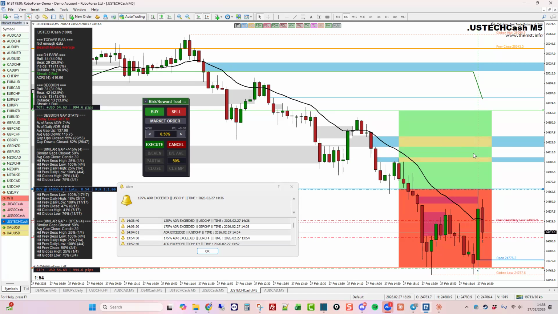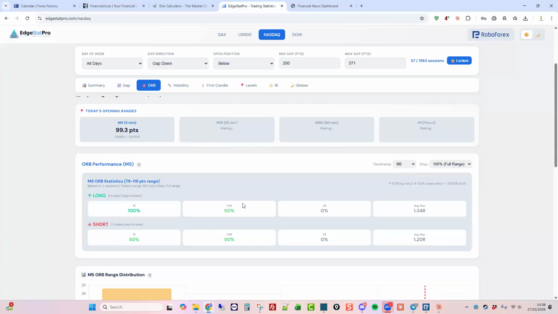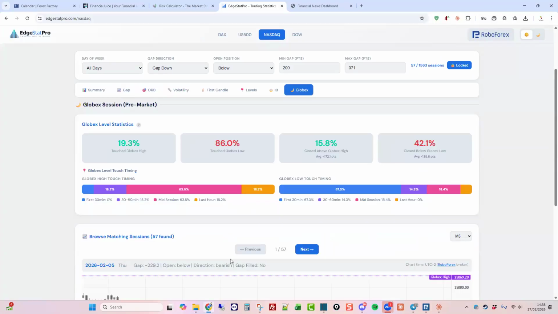Whether or not it happens today, we'll have to wait and see. It may not break up today. But we do know there is a strong probability of the previous close getting tested. Let's look at the Globex high on days like this as well. With the Globex session, the Globex high is only touched 19.3% of the time. The Globex low, however, is hit 86% of the time. So I would say the best thing to do today is to try and hunt the Globex low.